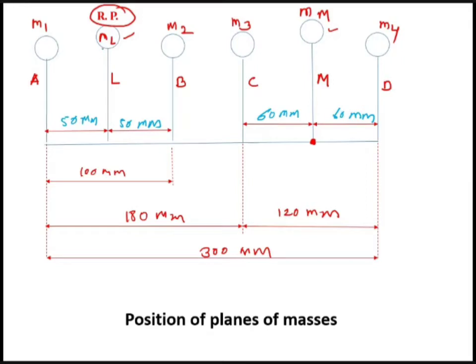You have to just show the position of planes of masses from the problem statement, and consider any one mass as a reference plane. In this case I have considered this ml as a reference plane. As I said, all the distances to the left of the reference plane will be negative, and all the distances to the right of the reference plane will be positive. I hope it is clear to all of you.